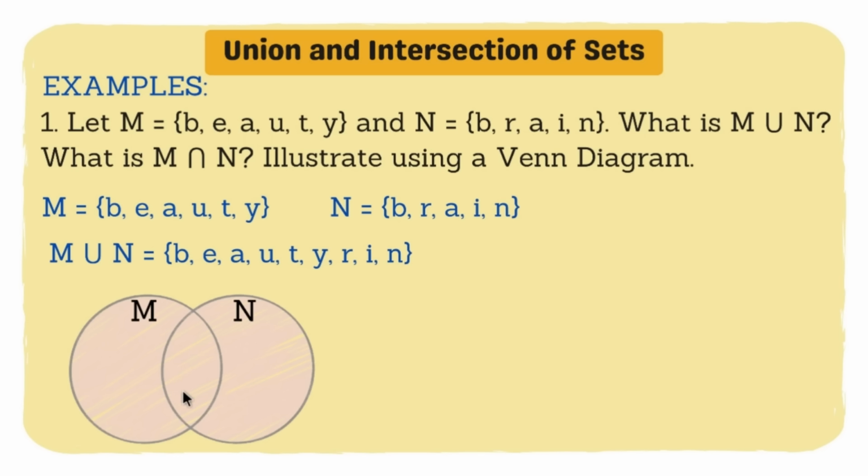Isulat natin dito kung ano yung mga common sa dalawa. Okay, it's just letter B and element A. Next, remove lang natin si B and A. Ano na po ang naiwan? Meron po tayong E, U, T, and Y.